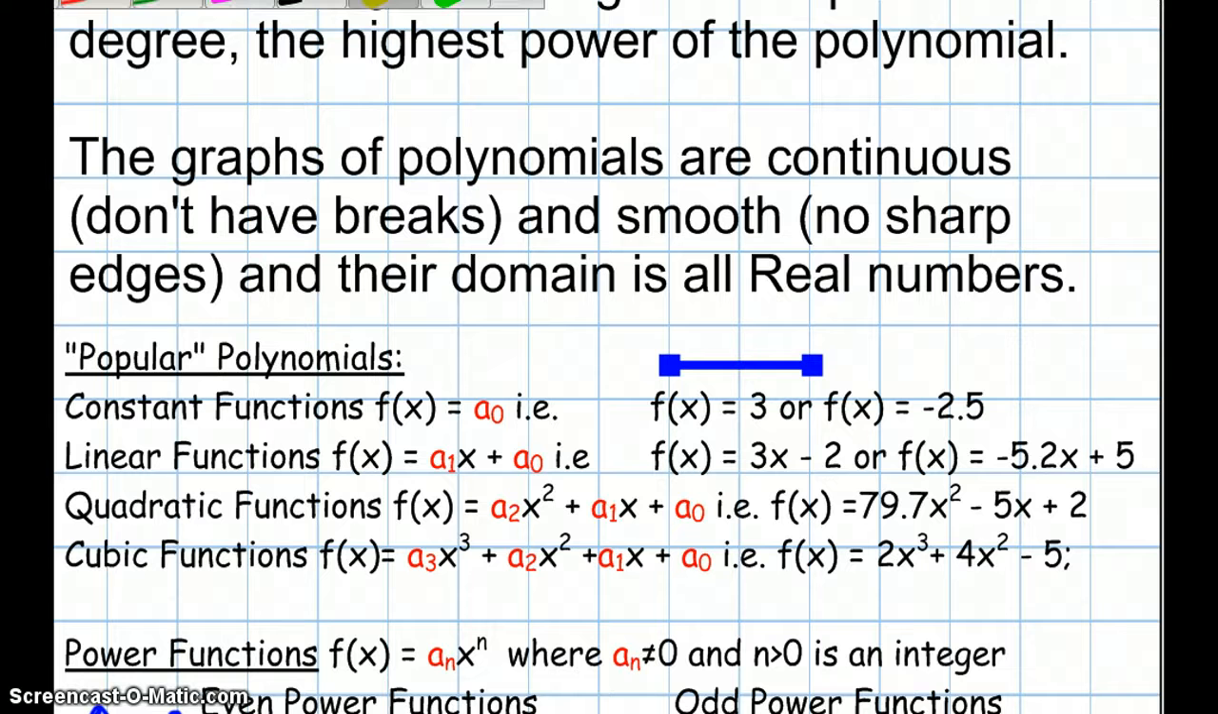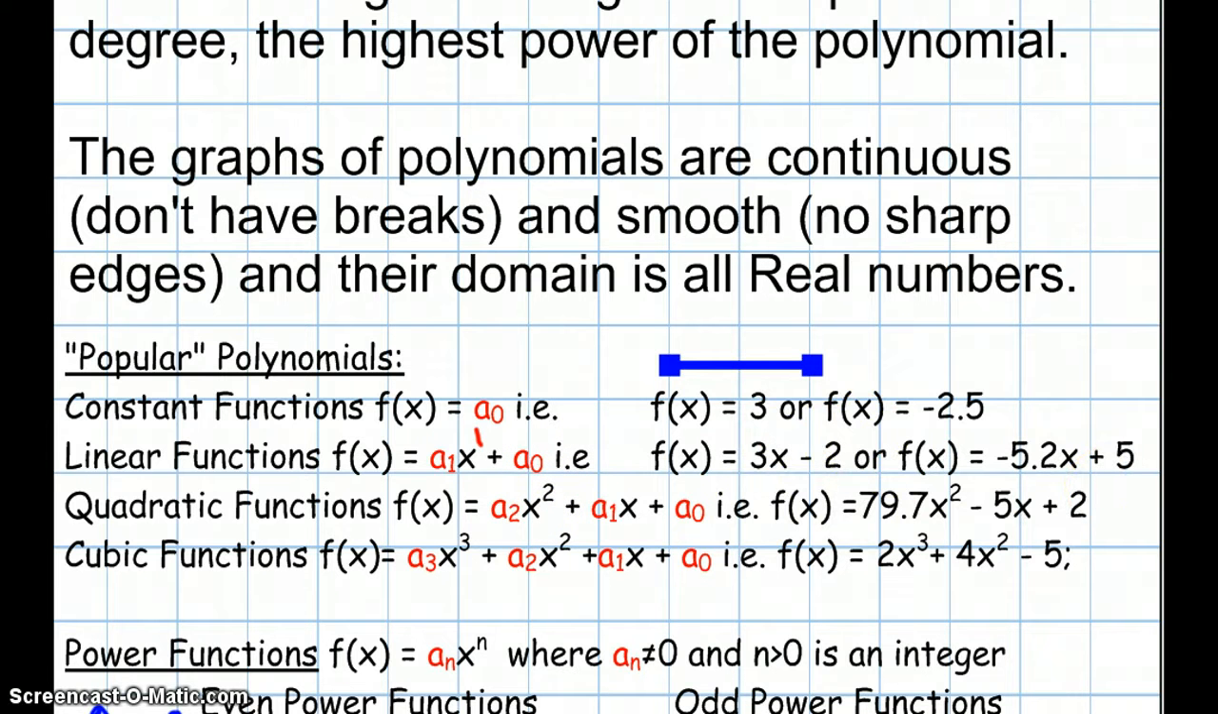The next popular polynomial functions are linear functions. Linear functions are polynomial functions, but their highest power is degree 1. So linear functions are just polynomials of degree 1. As you can see here, they have two coefficients. a1 represents the slope, which you're familiar with, and in this format, a0 represents the y-intercept.